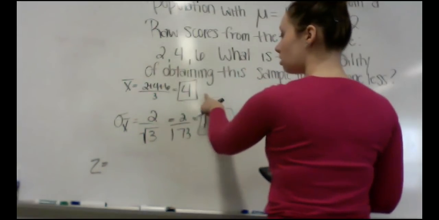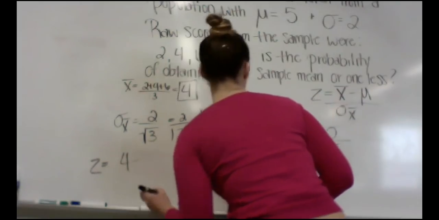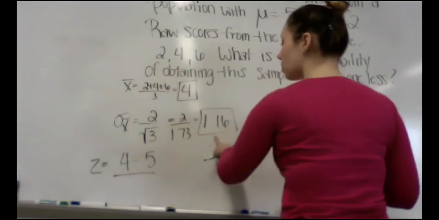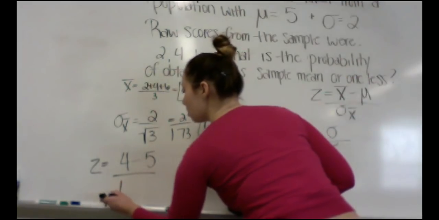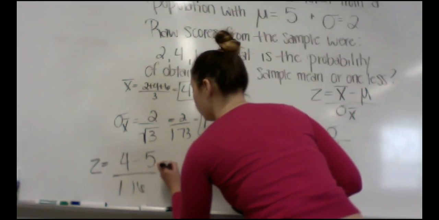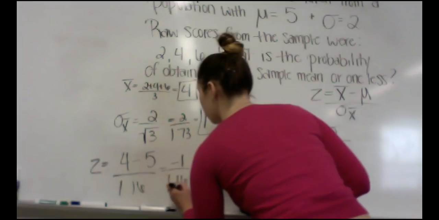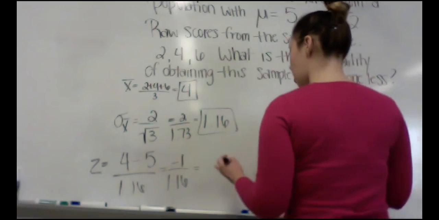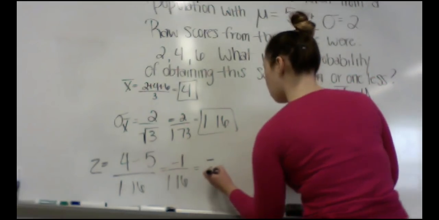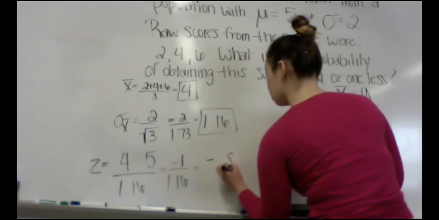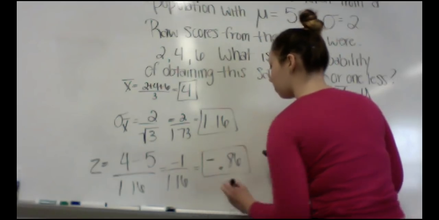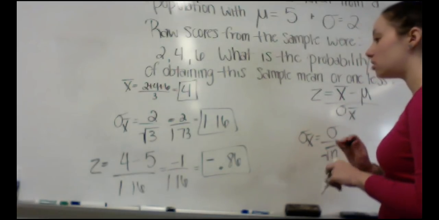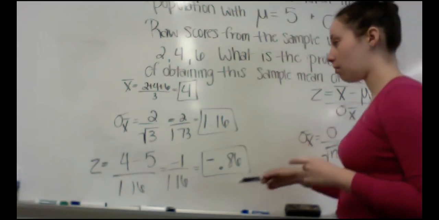We have our sample mean here, so that's what comes first. 4 minus our population mean, which is given to us 5, over our standard error, which we found in our previous step was 1.16. We have negative 1 over 1.16. 1 divided by 1.16 gives us a z-score of negative 0.86. So that's your z-score. So this is the z-score that we came up with.